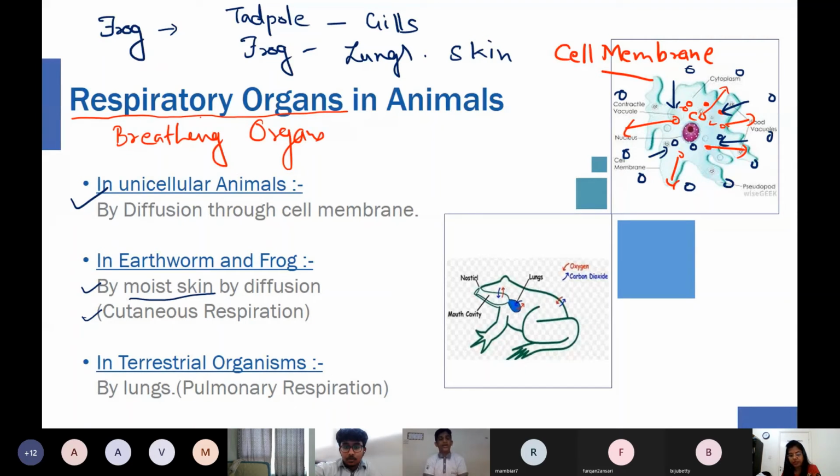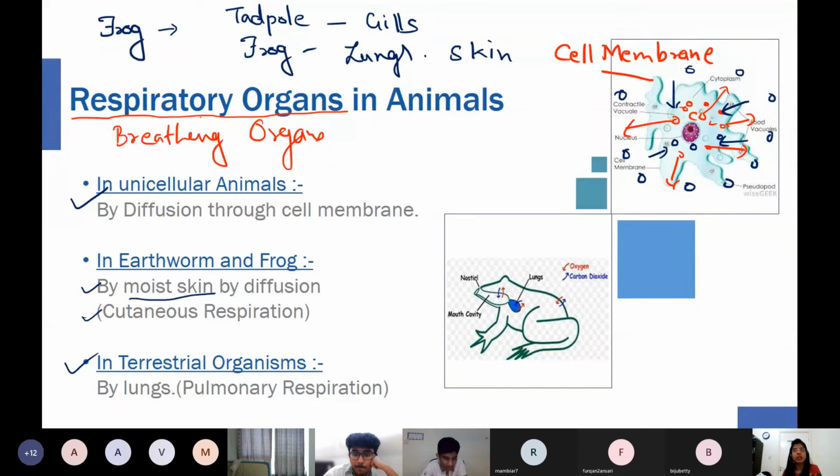Perfect. Now, what is pulmonary respiration? Pulmonary respiration means respiration through lungs. So in this kind of respiration, through lungs, what kind of respiration are you doing, cutaneous or pulmonary? Pulmonary. Most of the higher animals are doing pulmonary respiration, and remember the word.